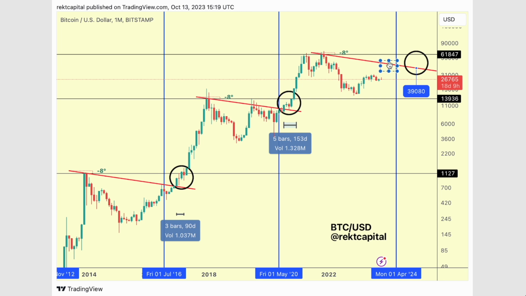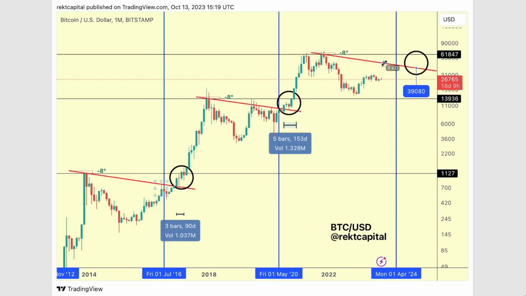And of course, bulls might want to argue that in the next 2.5 months that we have left in 2023, we could rally here and reject here. But even in the year 2015, we didn't revisit this level, only just before the halving.